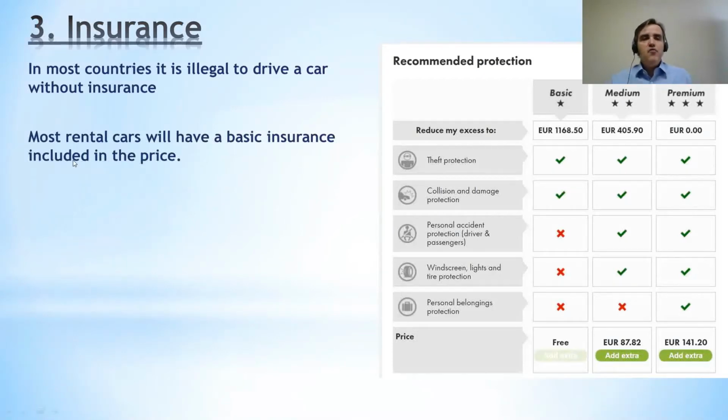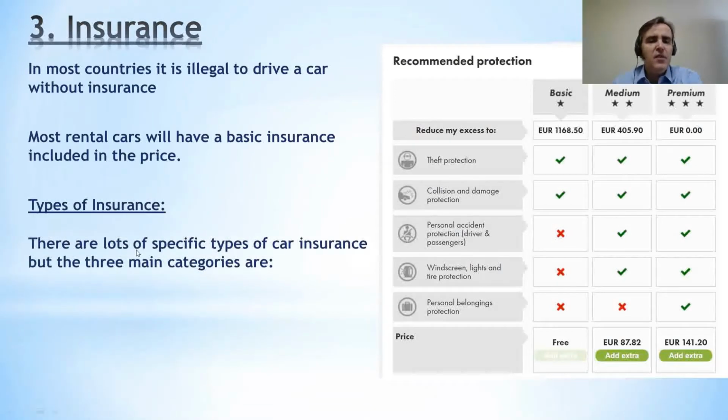So when you rent a car, most rental cars will have a basic insurance included in the price. However, that won't cover you for a lot of accidents or other problems that you might have. So there are other types of insurance.